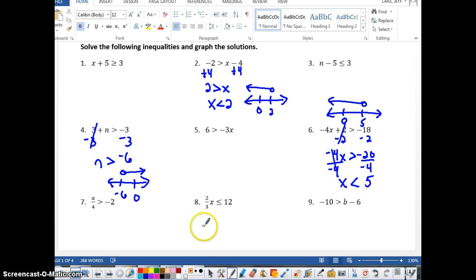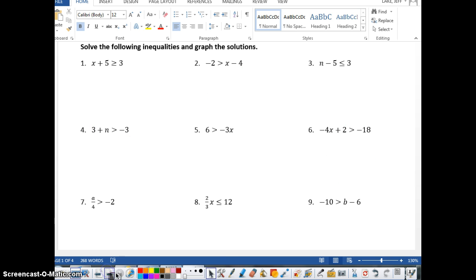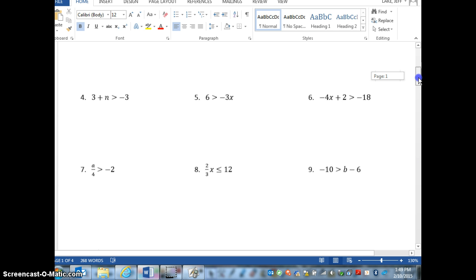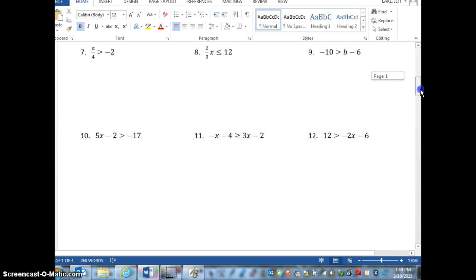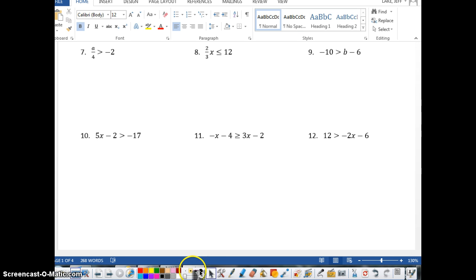All right, number 8, I'm going to have to get rid of the 2 and the 3. Whenever you have a fraction, what you have to remember to do is you want to always get rid of the bottom first. The bottom is what's making it a fraction, so that's what we want to get rid of. So I'm going to get rid of this because it's attached by division, so I'm going to multiply. So I'm going to multiply by 3 on both sides. I get 2x is less than or equal to 36. Then I'm going to get rid of that 2. It's attached by multiplication, so I divide by 2, and I get x is less than or equal to 18.